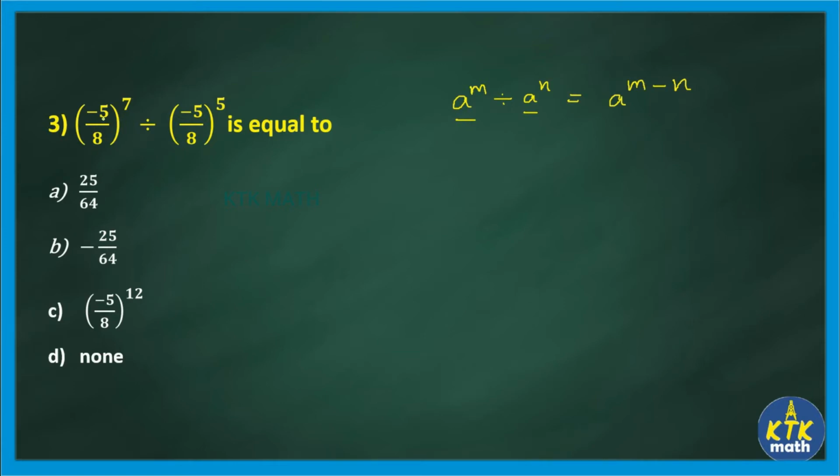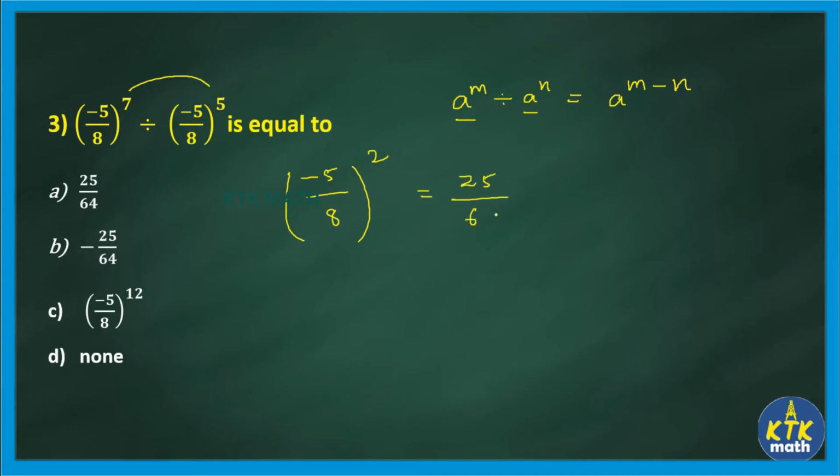First base is minus 5 by 8, second base is also minus 5 by 8. So when division is given, I am going to subtract the powers. So minus 5 by 8 the whole power, 7 minus 5 is 2, so square. Minus 5 square is 25, 8 square is 64.